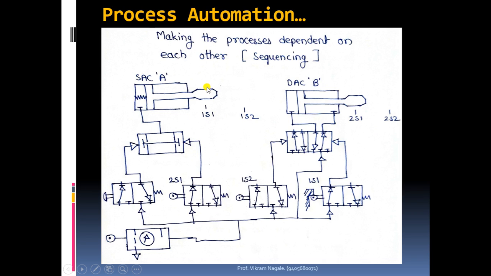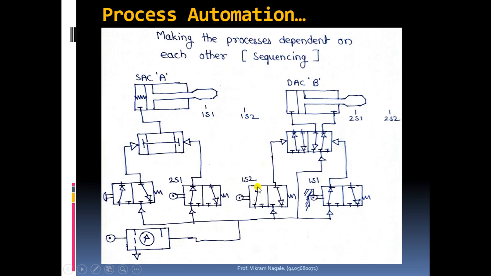Okay, and whenever this position is reached, this cylinder should start its forward journey. So this 1s2 position will keep one limit switch, which will get pressed whenever this rod end of cylinder A is coming to the 1s2 position.